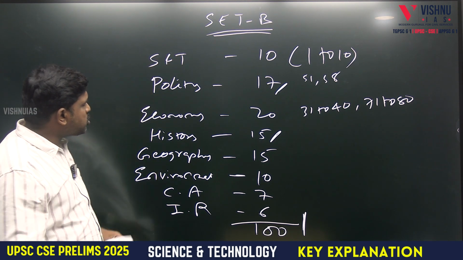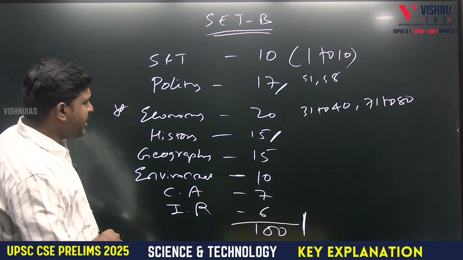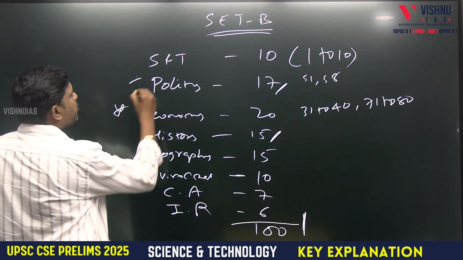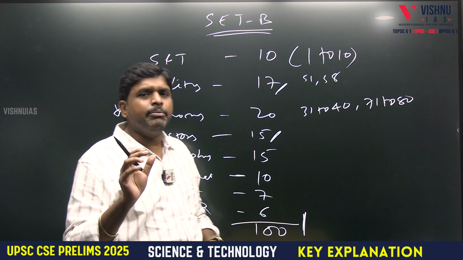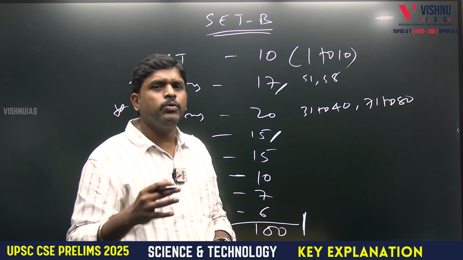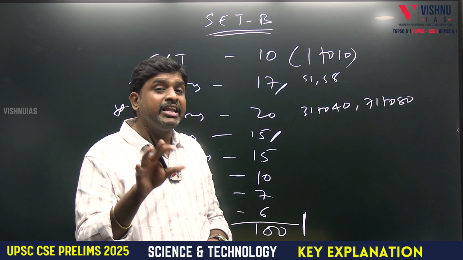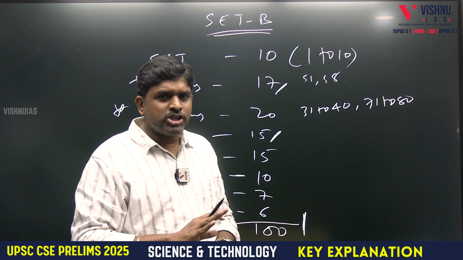Most of the questions this time are from economy, second, as usual, polity, and third, history. This time the questions are a little bit easy. For example, the Aragatta question, which was a PYQ, was asked. In history, 4-5 questions were directly lifted from previous years' questions.